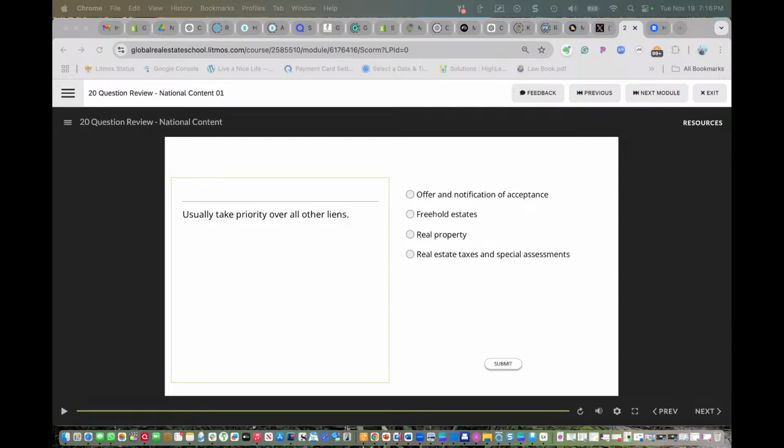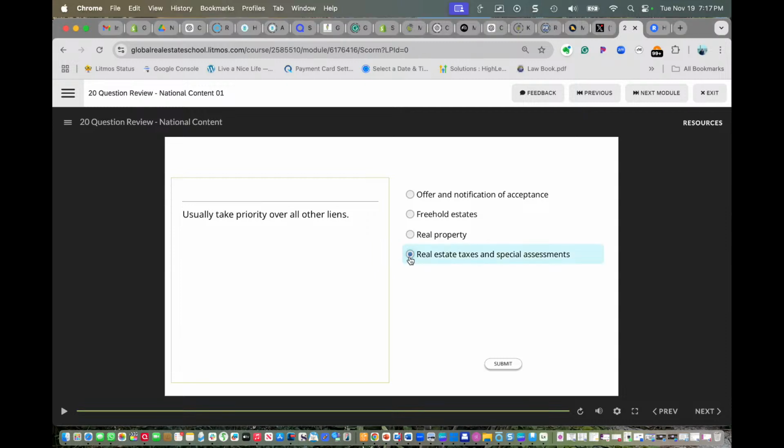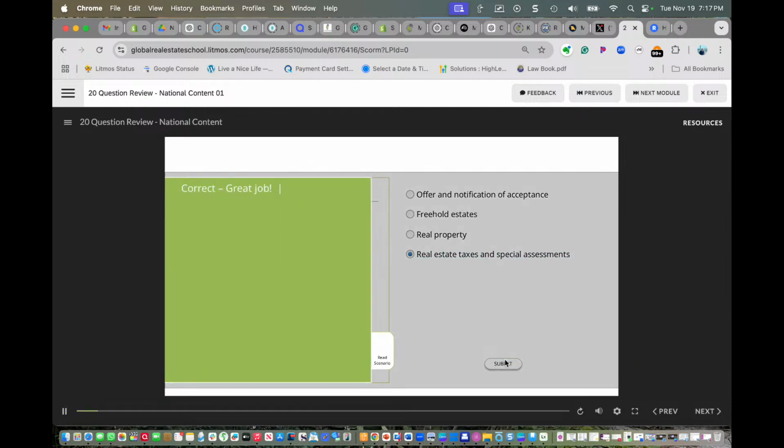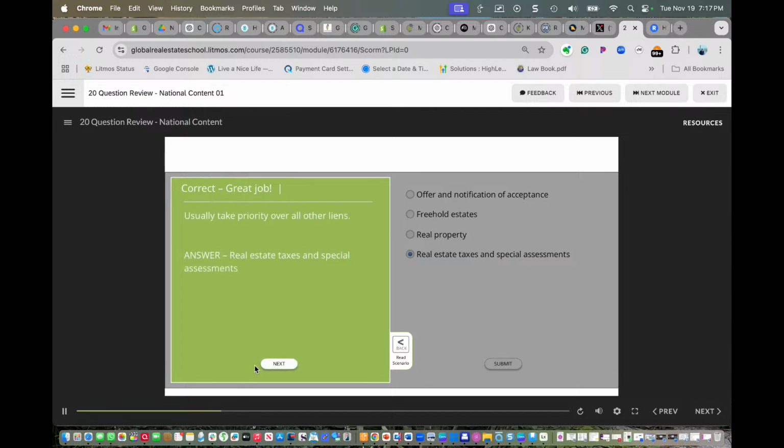So usually takes priority over all other liens. They love this question, and they're testing to see if you remember from the material that real estate taxes always take priority over a lien. Now, do not forget, special assessments are taxes. So real estate taxes and special assessments, because that is a tax, will always take priority over all other liens.